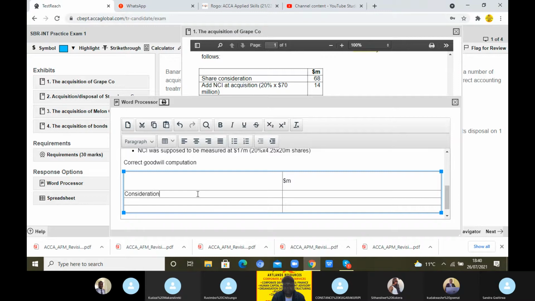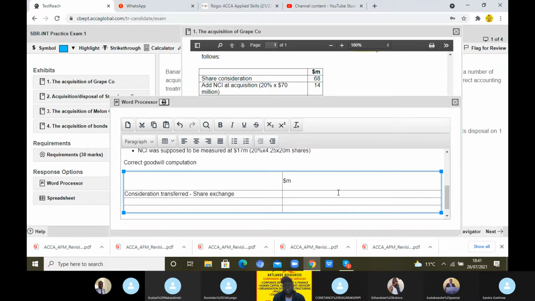Consideration transferred. Consideration transferred is in two parts. There is share exchange.